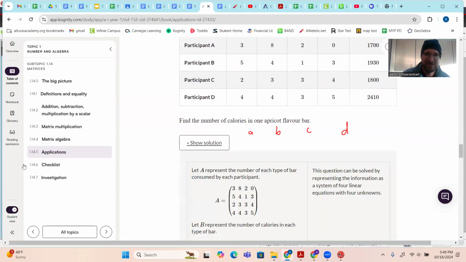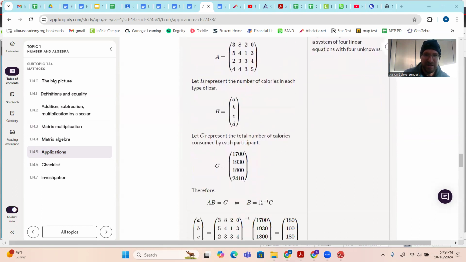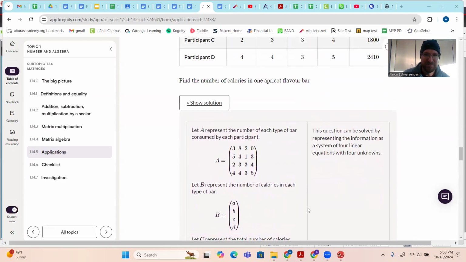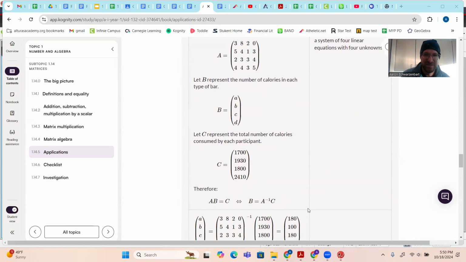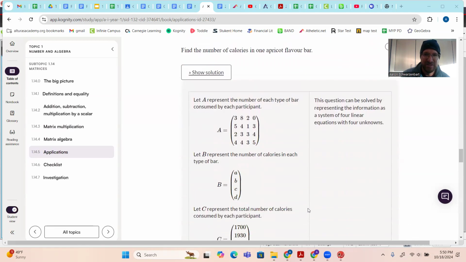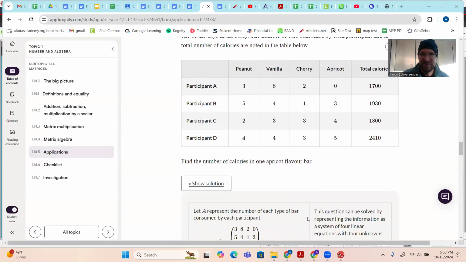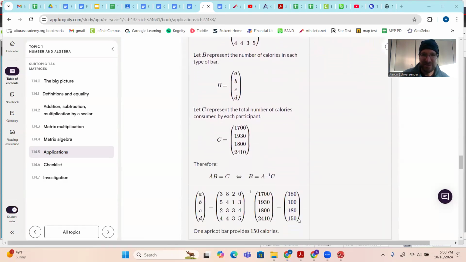And so there's your matrix. Right down here, A, B, C. To solve, we do A inverse C. 180 calories for bar A, which was peanut. 100 for vanilla. 180 for cherry. And 150 for apricot is what it looks like.